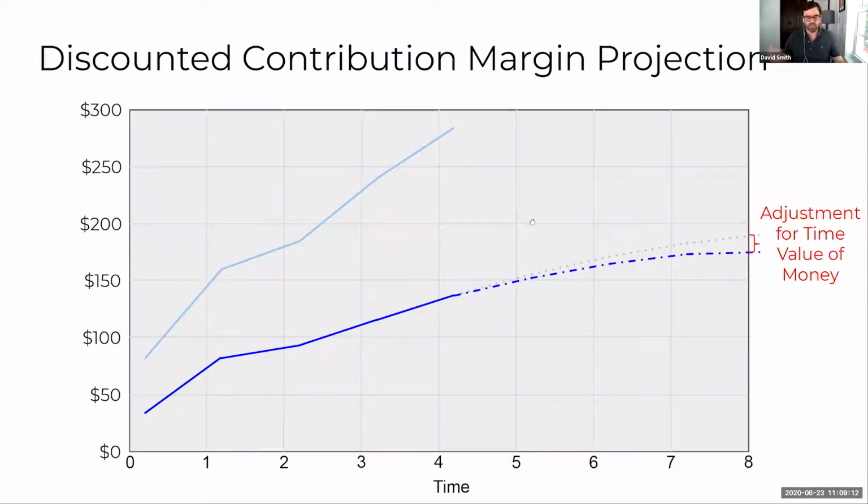So with a future projection, if you're familiar with the concept of time value of money and discounting things back to today's dollars, we can do an adjustment there and figure out what those future cash flows are worth in today's dollars, and that's going to be less than their nominal value in the future. And so that kind of pulls our projection down a little bit. So we're accounting for the time value of money because we're projecting into the future.